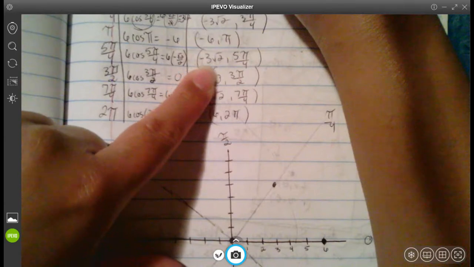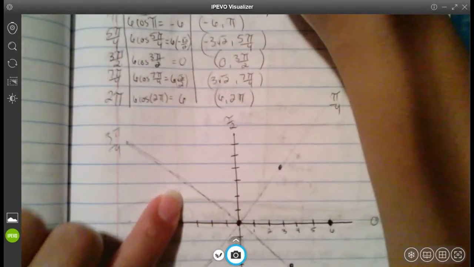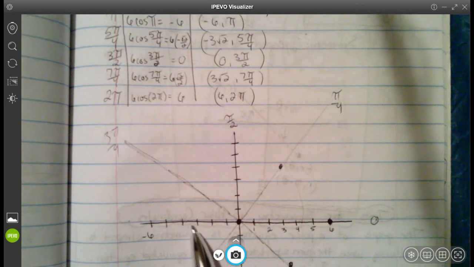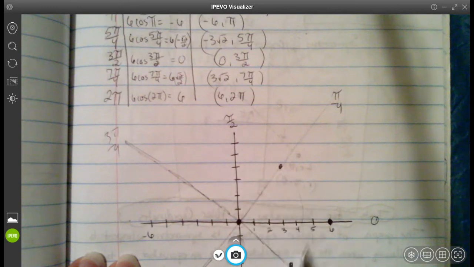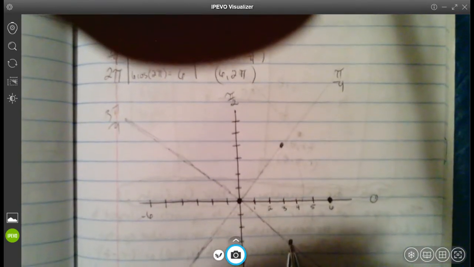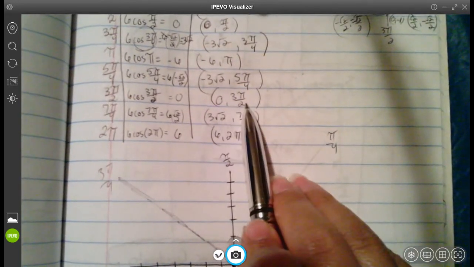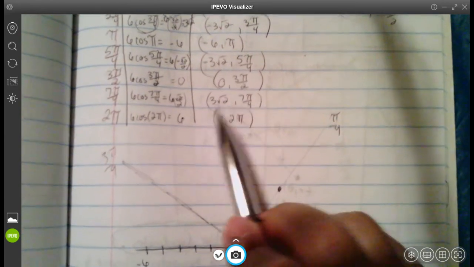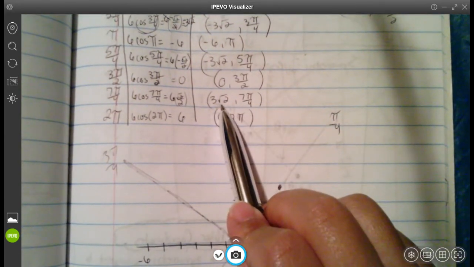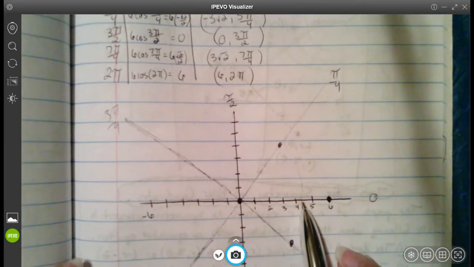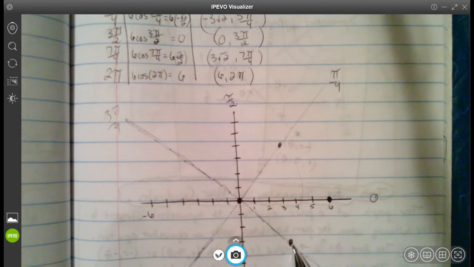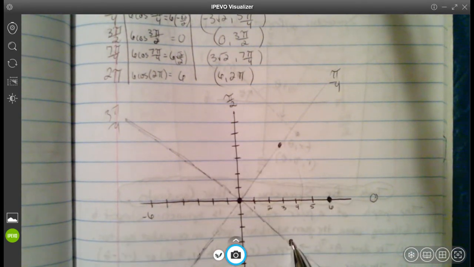We have next negative 3 square root of 2, which is again negative 4.2, 5 pi fourths. So that would be, let me see, 1, 2, 3, 4, about here. Negative 5 pi fourths would be 1, 2, 3, 4, 5. So we already have it right here. So it's actually the same point we have there. Then we have 0, 3 pi over 2, which again is going to be right in the middle. 3 square root of 2, 7 pi fourths, which is my 4.2, and then 7 pi fourths. So 4.2, 7 pi fourths is all the way around and it lands in the same spot. So it looks like we're just kind of repeating the same points here.